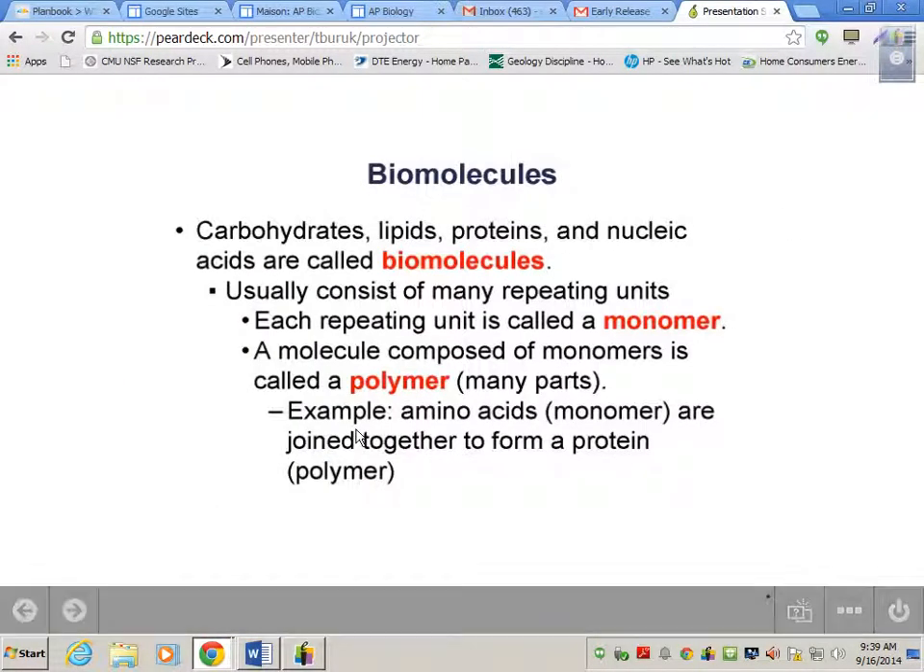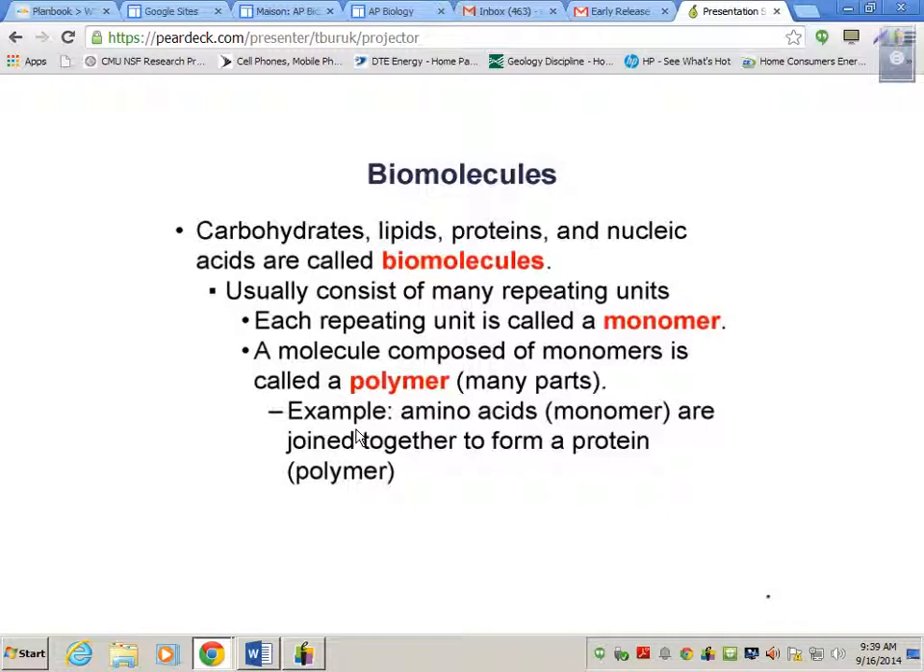So looking at biomolecules: carbohydrates, lipids, proteins, and nucleic acids, those are the biomolecules of life. That's what makes up us. They usually consist of many repeating units, and each repeating unit we know is a monomer. A molecule composed of monomers is called a polymer.